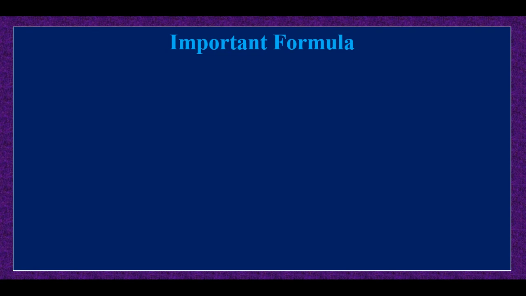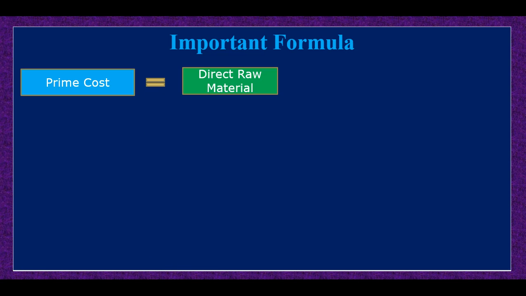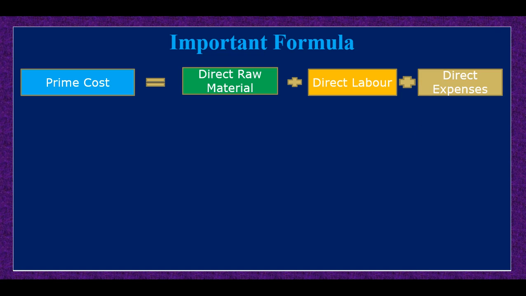Dear student, now next topic, important formulas. There are some formulas you have to memorize for doing math and for MCQ. First one, prime cost. How can we find out prime cost? Prime cost equals direct raw material plus direct labor plus other direct expenses. That means all three direct things. If you remember, I told you three elements: material, labor, and other expenses.